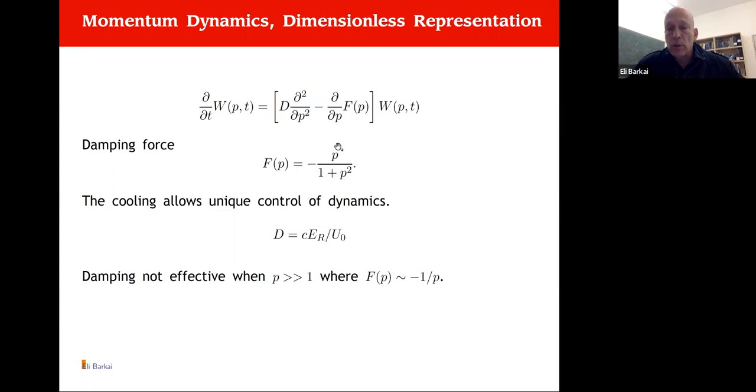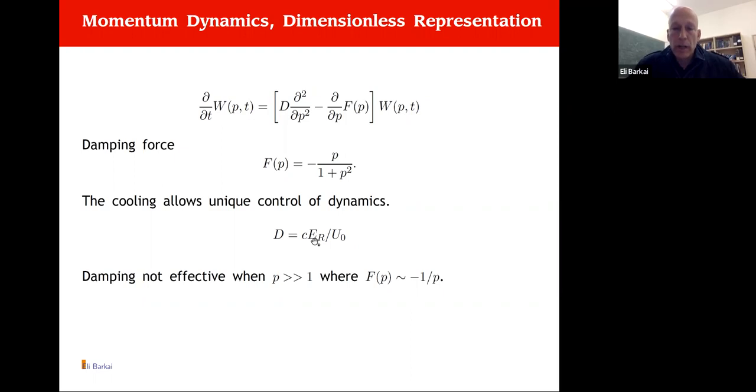The friction force increases linearly for small momentum, like Stokes' law, like the usual type of friction. But you see at very large momentum, it goes like 1 over p. The most important thing maybe is that this diffusion constant, in these dimensional units, is given by this parameter. And this parameter here, this is the recoil energy.